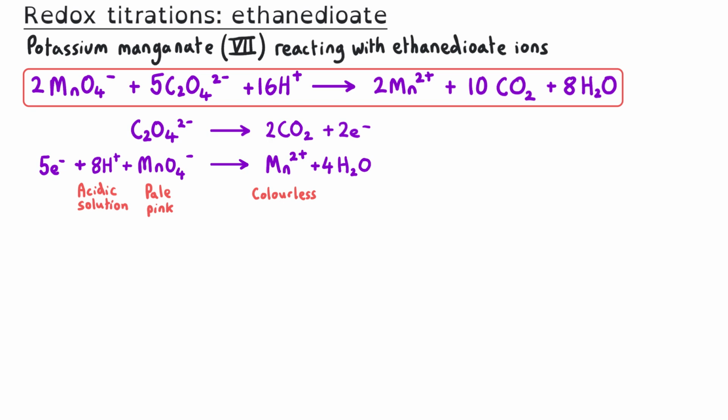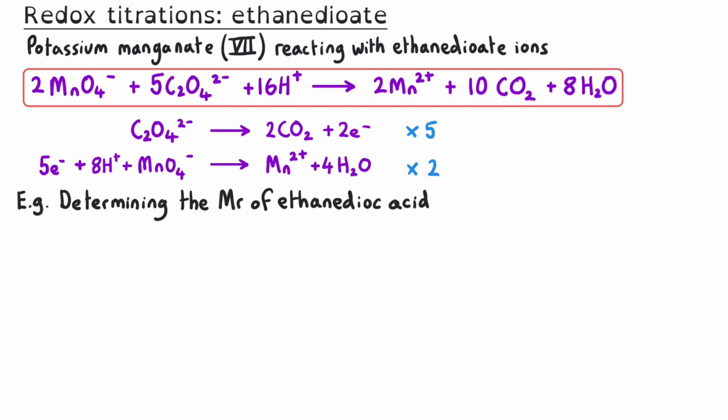You can also see the electrons in the 2 respective half equations, and that's why the ratio is 2 to 5, because the common multiple for electrons is 10, and so the top half equation needs to be multiplied by 5, and the bottom half equation multiplied through by 2. An example of where this redox titration might be applied is to determine the MR of ethanedioic acid.